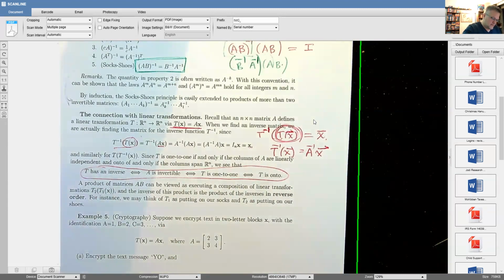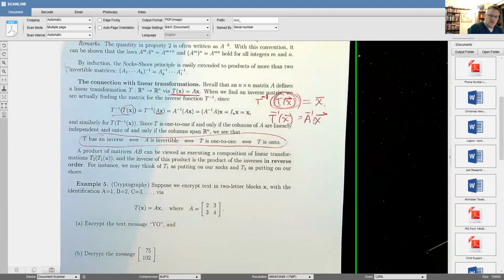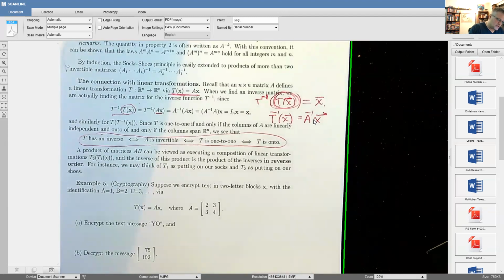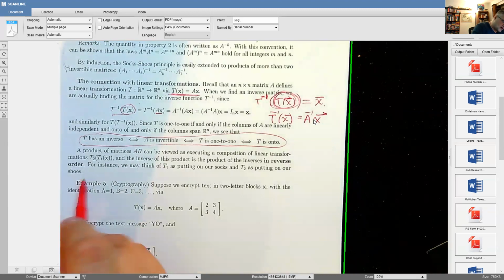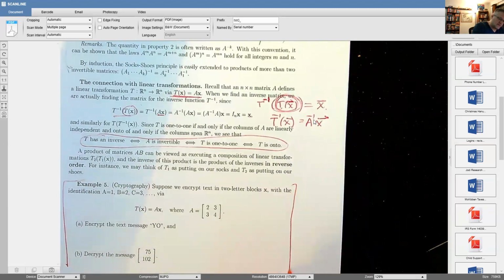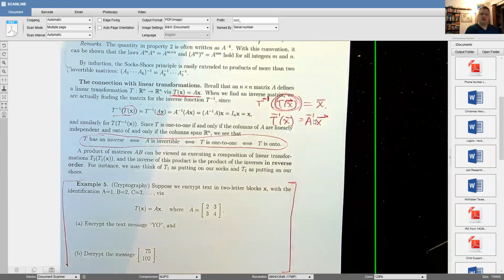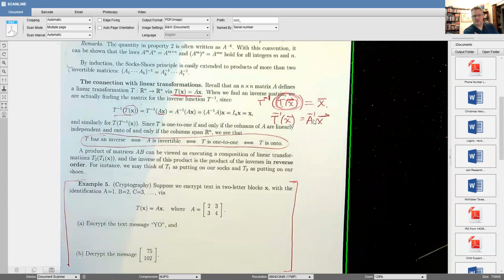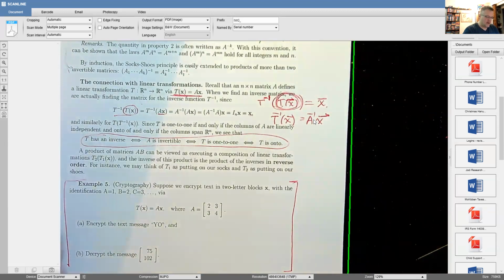Okie doke. So here, I'll leave this to you just as a fun thing, but you can try out example 5, right? This comes up in coding theory, cryptography. So if you're interested in that sort of thing, this is just a little fun application of linear transformations. Okay, very good.